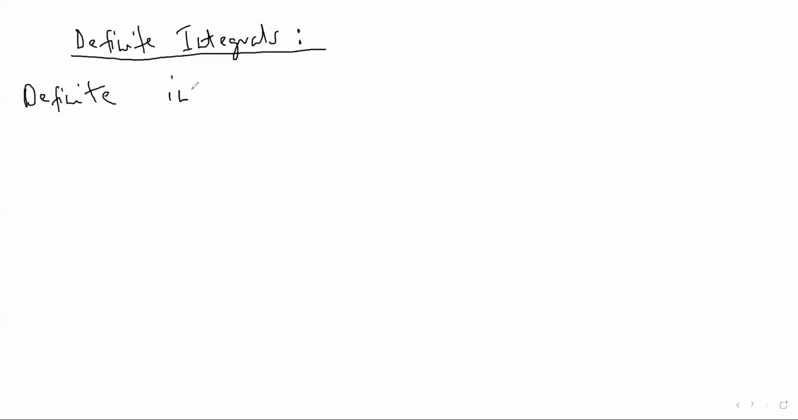Let me finish the statement. Definite integrals are used to evaluate areas under curves.